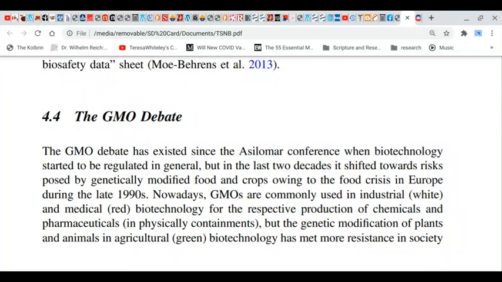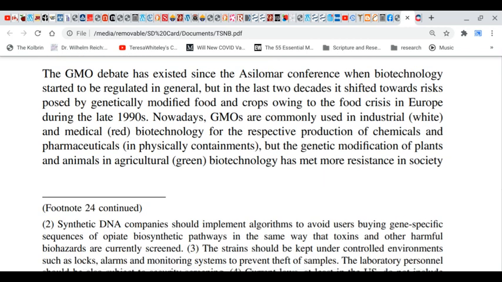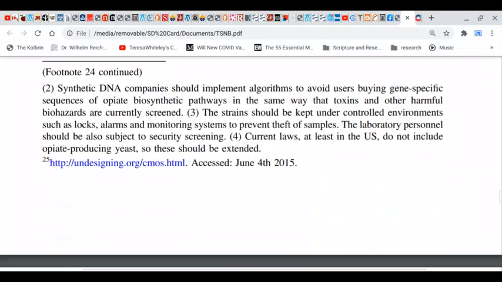The GMO debate. The GMO debate has existed since the Asilomar conference when biotechnology started to be regulated in general. But in the past 2 decades, it shifted towards risk posed by genetically modified food and crops owing to the food crisis in Europe during the late 1990s. Nowadays, GMOs are commonly used in industrial white and medical red biotechnology for the respective production of chemicals and pharmaceuticals and physical containments, but the genetic modification of plants and animals in agriculture, green biotechnology, has meant more resistance in society.